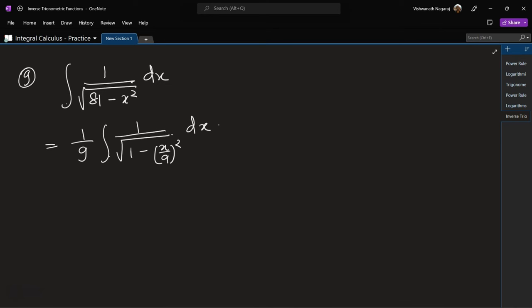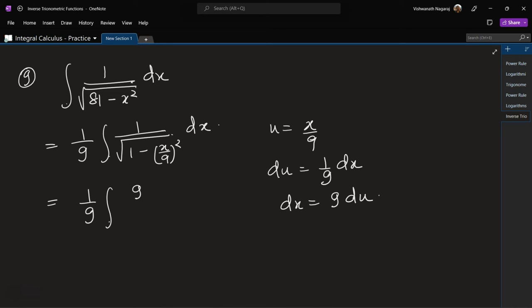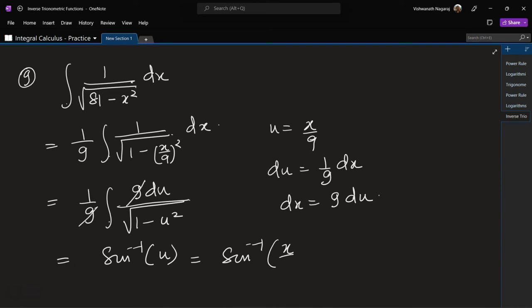Okay. So now what happens? u is equal to x by 9. So du is equal to 1 by 9 dx. That means dx is equal to 9 du. So let's do the substitutions. We get 1 by 9 integral of 9 du by square root of 1 minus u square. 9 and 9 cancel, and 1 du by square root of 1 minus u square is sine inverse of u, which would be sine inverse of x by 9 plus c.